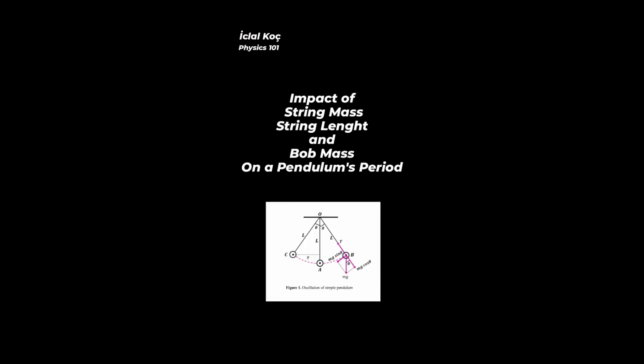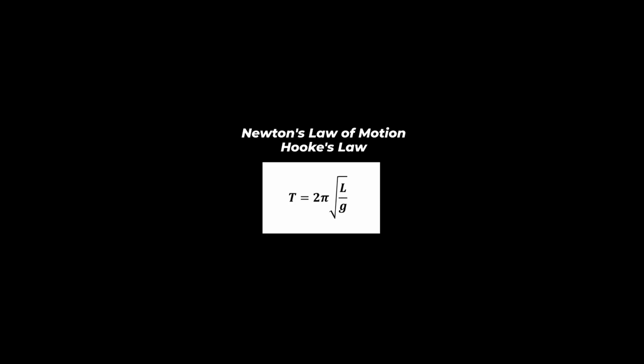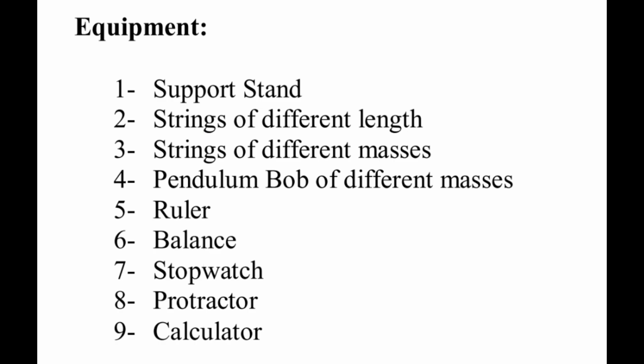In this experiment, I will study the effects of string mass, string length, and bob mass on a pendulum and its period of oscillation. I will use the given formula, which comes from Newton's law of motion and Hooke's law. The setup includes a support stand, strings of different lengths, strings of different masses, pendulum bobs of different masses, a ruler, a balance, a stopwatch, a protractor, and a calculator.